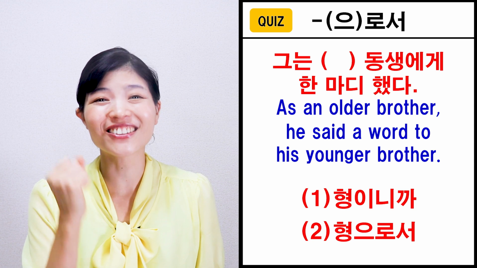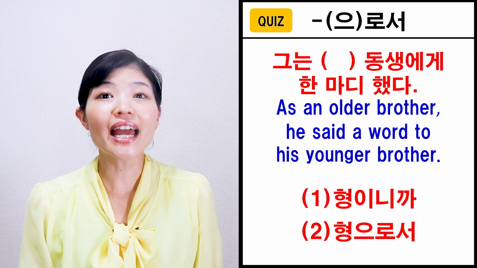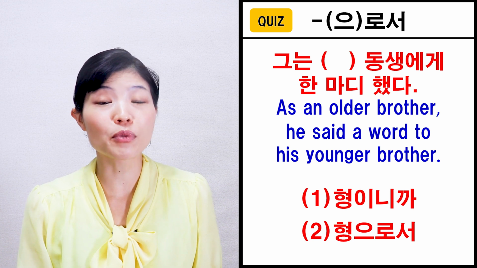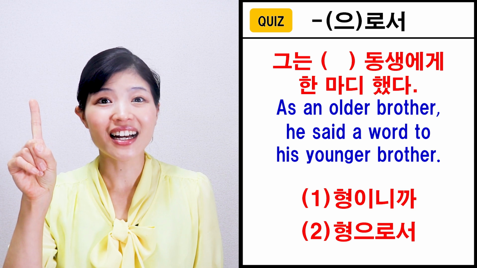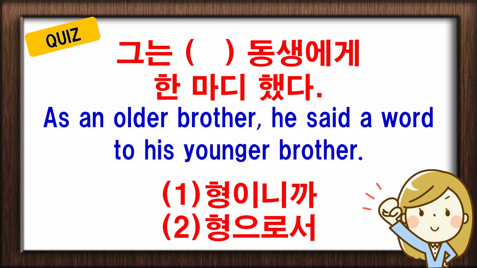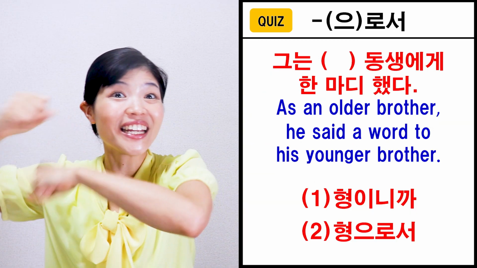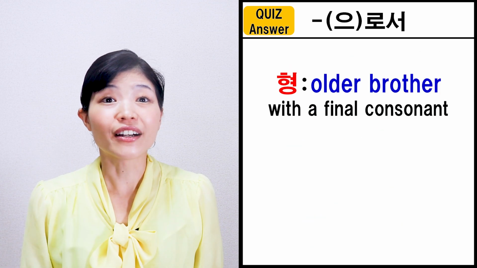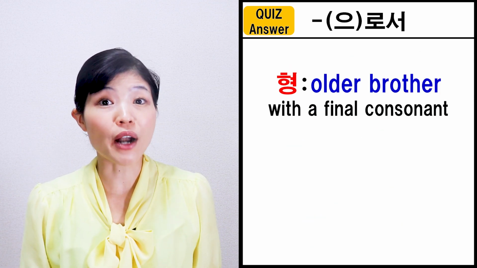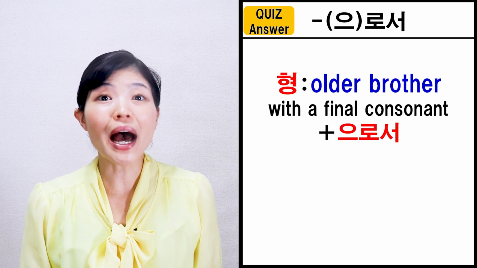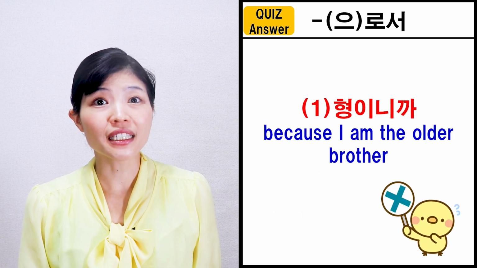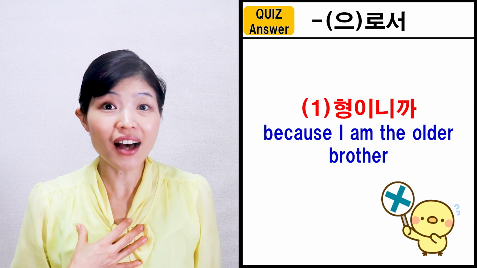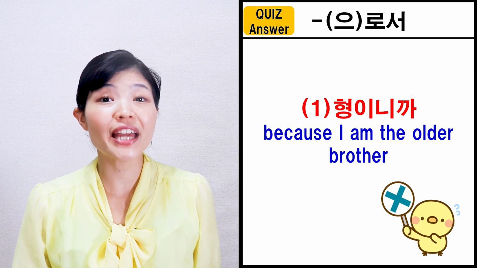Now, let's try the next quiz. 그는 동생에게 한마디 했다. As an older brother, he said a word to his younger brother. Number 1, 형이니까. Number 2, 형으로서. The correct answer is number 2. Here, since the noun 형, an older brother, has a final consonant, you add 으로서 to make 형으로서 as an older brother. Number 1 is wrong because 형이니까 means because I am the older brother, which conveys the reason.